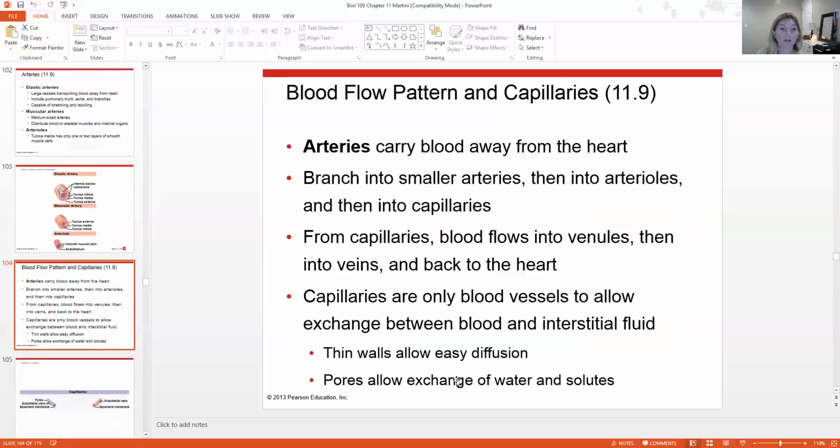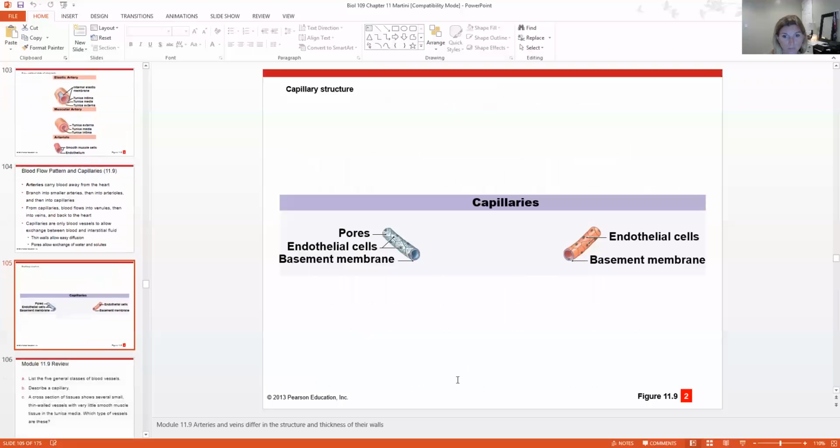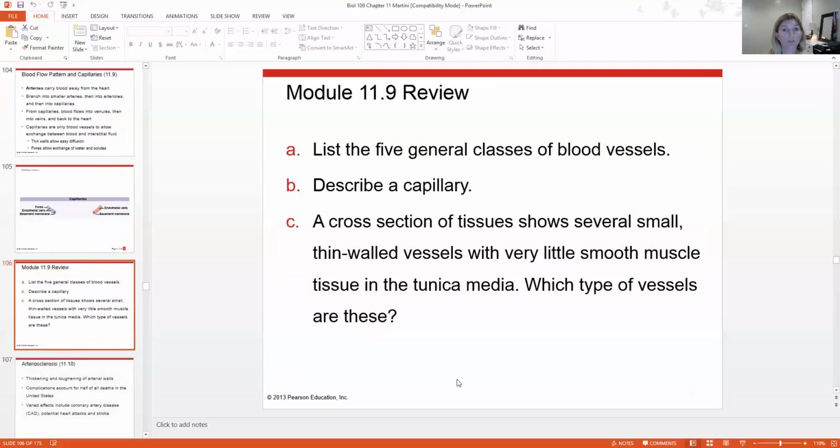So let's talk about blood flow pattern. Arteries carry blood away from the heart. They branch into smaller arteries, and they branch into arterioles, and then they lead the blood to capillaries. From the capillaries, the blood's going to flow through little venules and through medium-sized veins, and then through the large veins back to the heart. The capillaries are the only vessel that allows blood to exchange material with the interstitial environment. And this is because there are thin walls and there are pores, little holes, to allow for that exchange to occur. So you can pause the video here, go back and review.